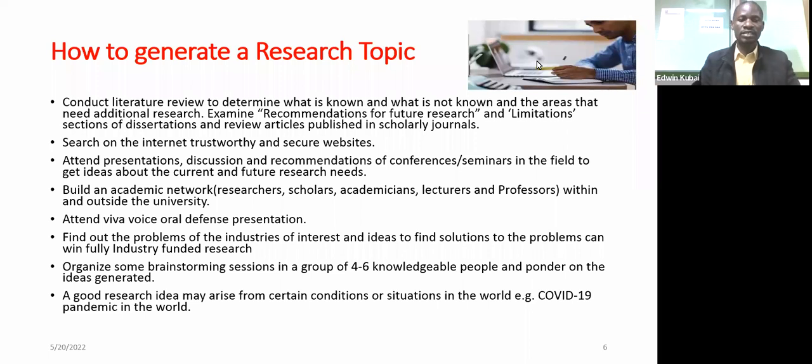A good research idea may arise from certain conditions. Like I've talked about the COVID-19 pandemic that has actually caused havoc all over the world. So if you are doing a study on COVID-19, then you must understand about other diseases that have had issues on human life. So you must look at COVID-19 in depth, find out what your idea about COVID-19 is, what are you writing about it? What do you want to get? What is the issue? What are you looking at?